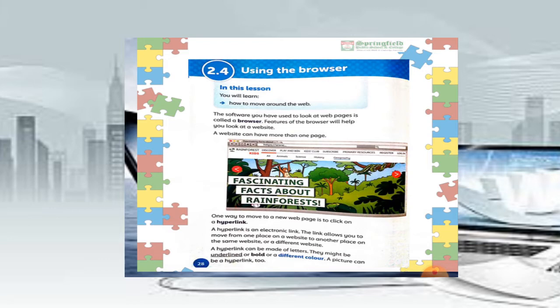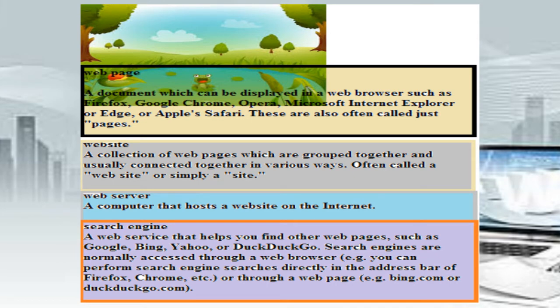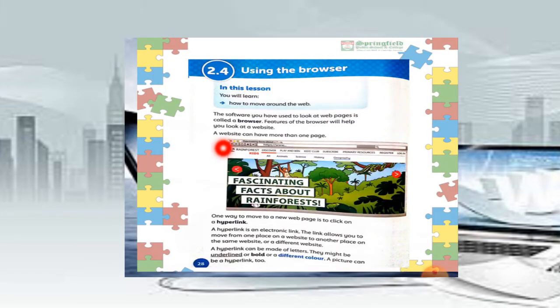And what is a website? A website can have more than one page, because a web page basically contains information about a single topic. And a hyperlink is basically a link. When we click on it, we move from one page to another page, or from one website to another website, just by clicking on them.